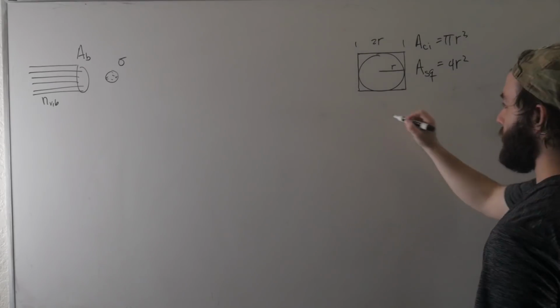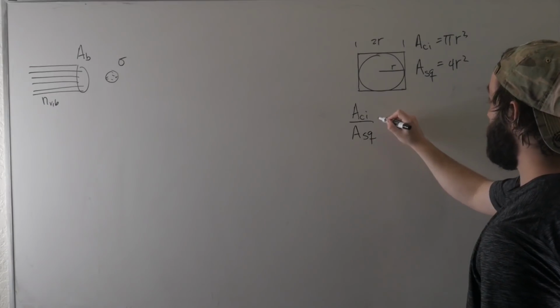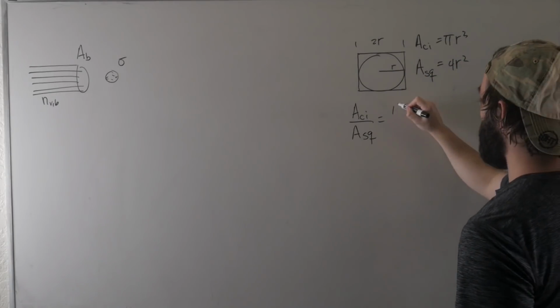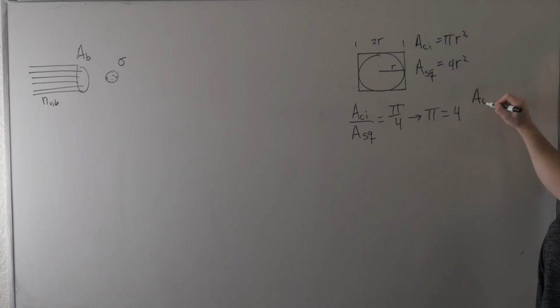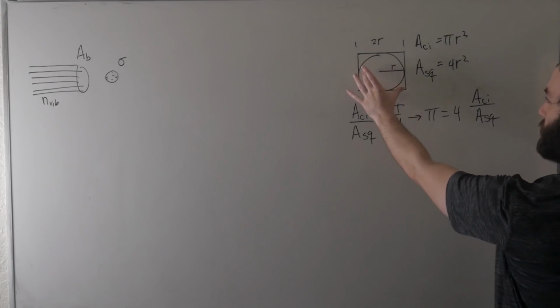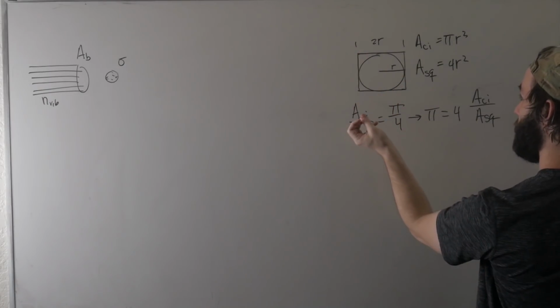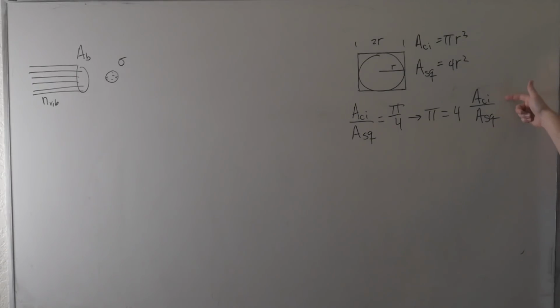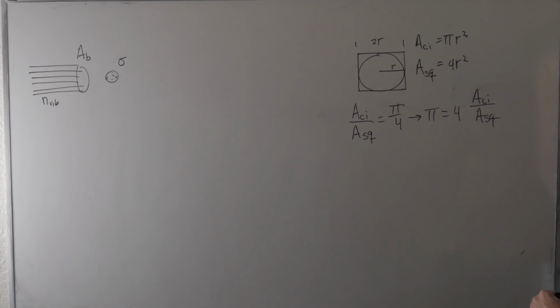Then what you do is you take the ratio. We say that the area of the circle divided by the area of the square is equal to, the r's cancel, and we get pi over 4, or pi is equal to 4 times the area of the circle divided by the area of the square. Let's see if this makes sense. The circle takes up most of the area of the square, so this ratio should be less than 1, but probably pretty close. So pi is a little bit less than 4. That's a pretty okay first approximation, just looking at it pictorially.